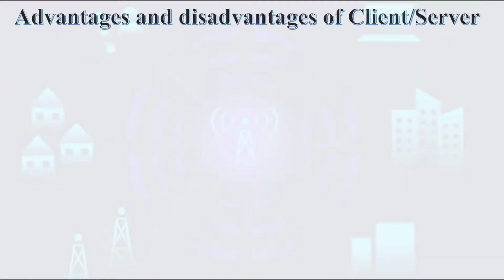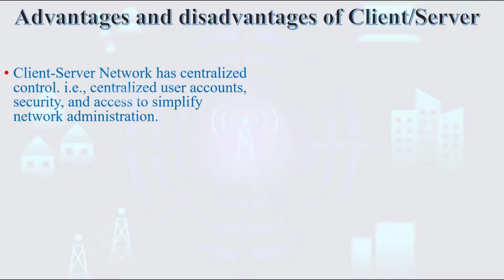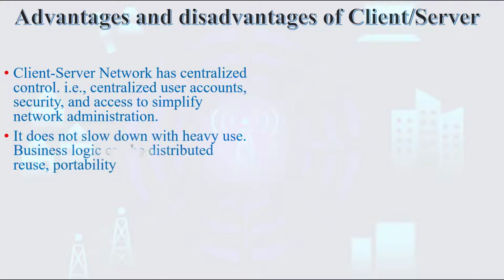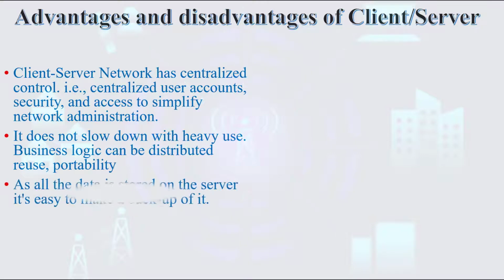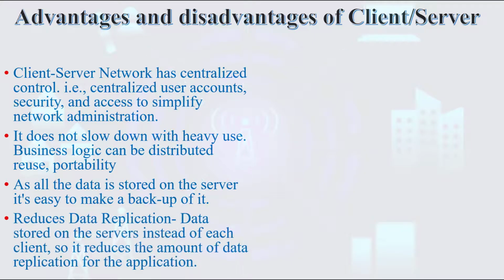Now let's see the pros and cons of client-server model. A server is a centralized authority on the network, whose access simplifies network administration. The server, being the central authority on the network, does not slow down with heavy use, and the network resources can be distributed. Centrally located, the backing up of data can be done easily. It reduces data replication, because the data is stored on the server instead of on each client.